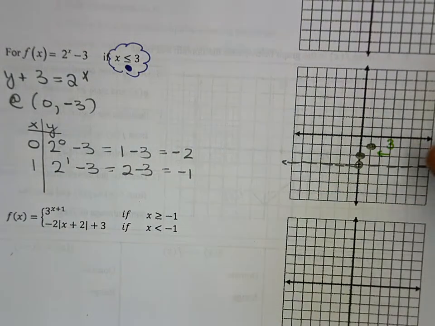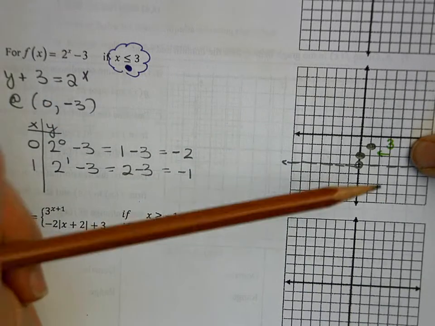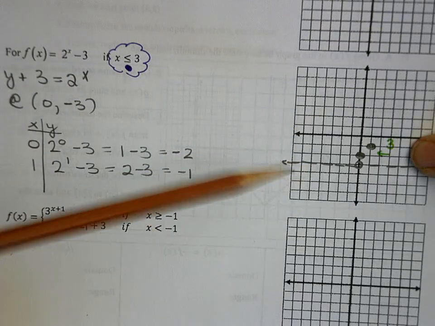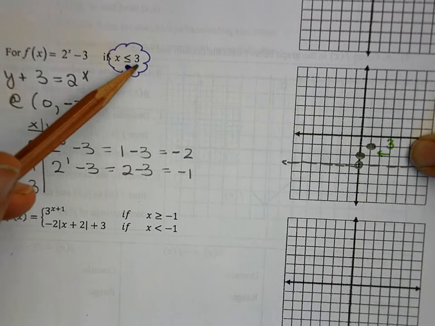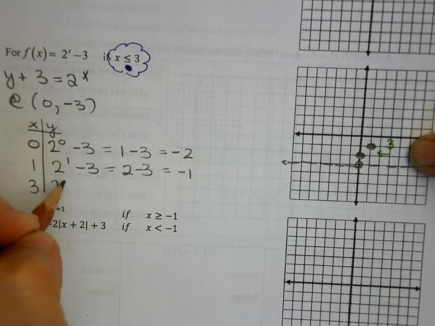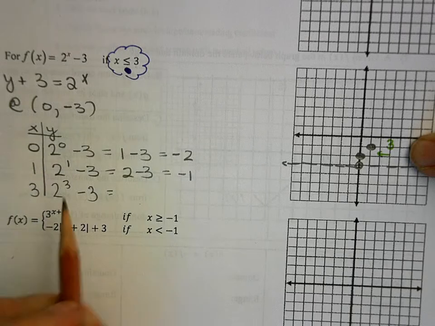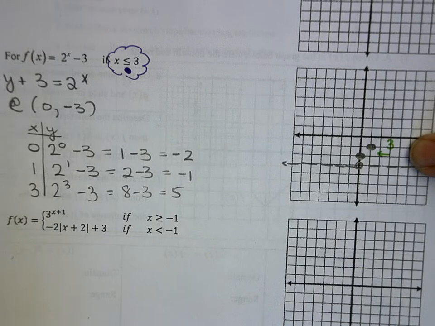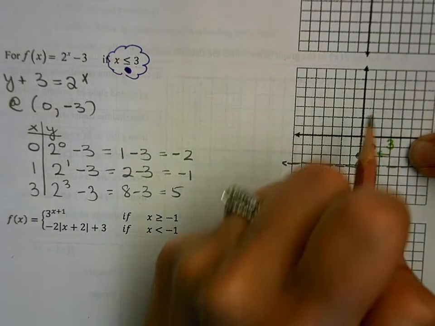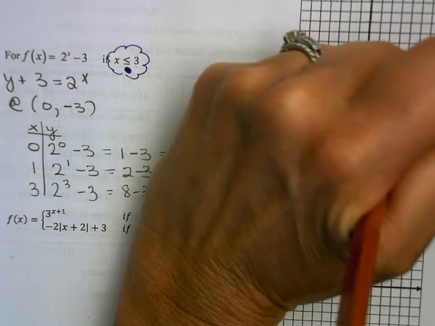I'm also going to have to figure out what's happening at 3, right? I need to know what's happening at 3 because that's part of my restricted domain. I can't just graph it and randomly stop it at 3. I need to know where it is at x equals 3. So I'm going to evaluate the function one more time, but this time I'm going to choose 3, and replace x with 3. So 2 to the third is 8, so 2 times 2 times 2. And then 8 minus 3, which is 5. So my ordered pair is when x is 3, y is equal to 5. And it's a closed dot there.